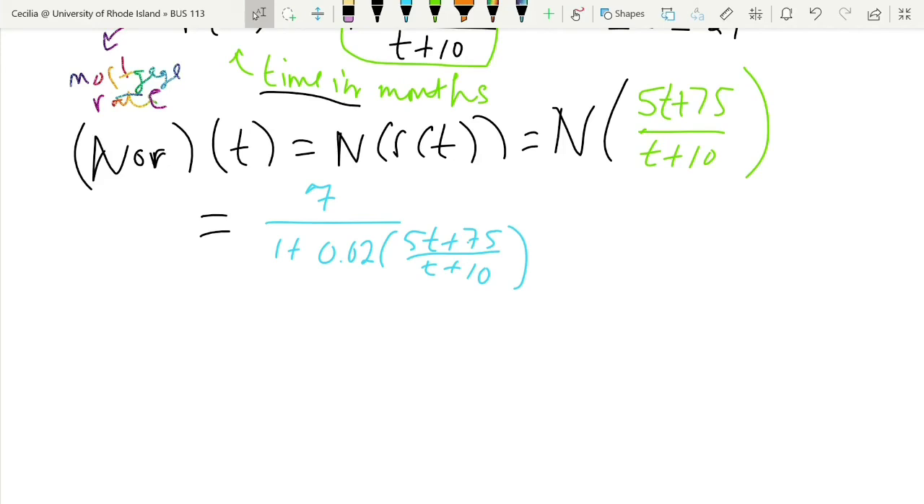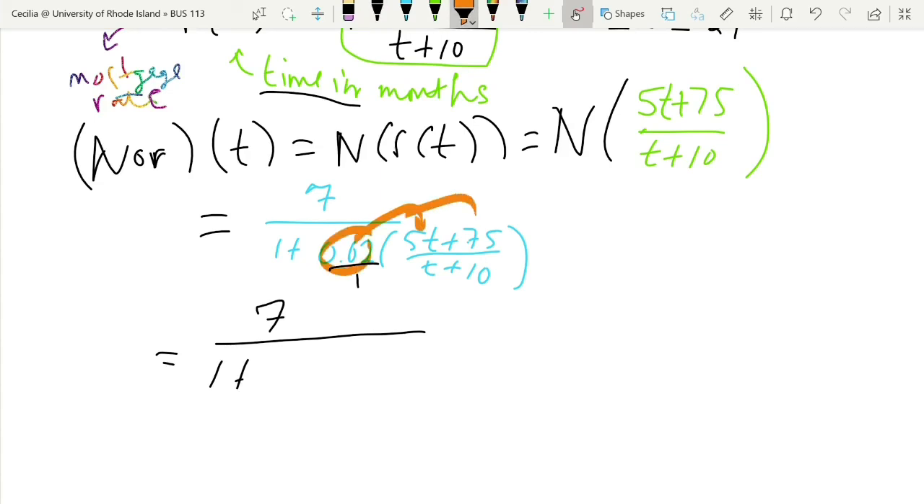Okay, so let's just take this one step at a time. The top is still 7. The bottom is 1 plus. Now let's go ahead and multiply this 0.02, and we're going to think of it as divided by 1. We're going to multiply the numerator across the top and the denominator across the bottom. So we're going to multiply the 0.02 times the 5t and times the 75.